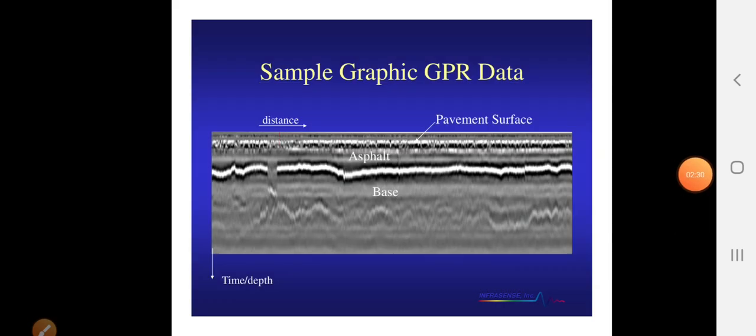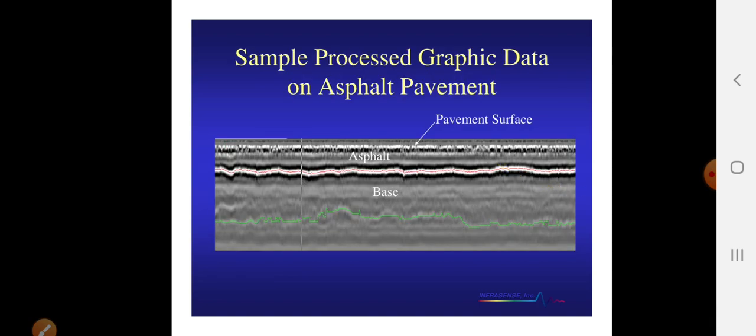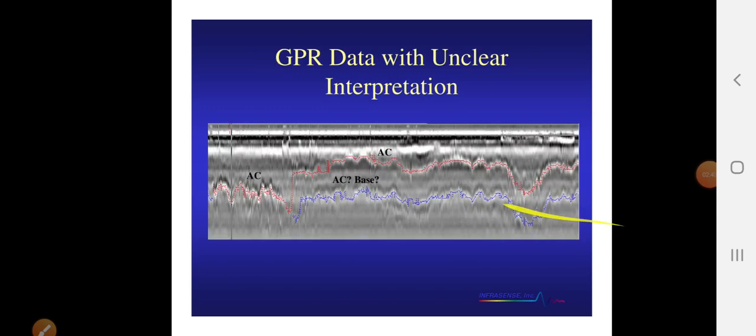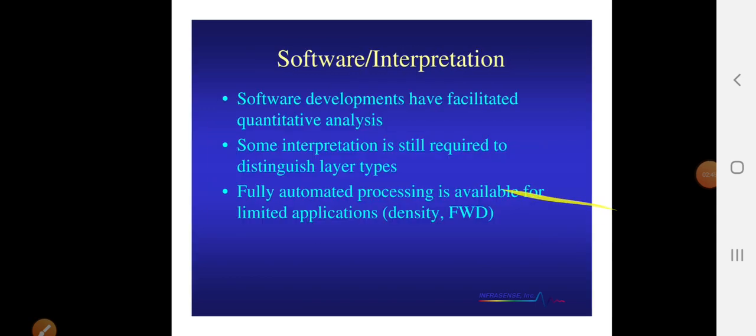Here you can see some examples: depth, time with the depth, the different layers, and how the frequencies change according to that. So these are typical pavement structures of data analysis.